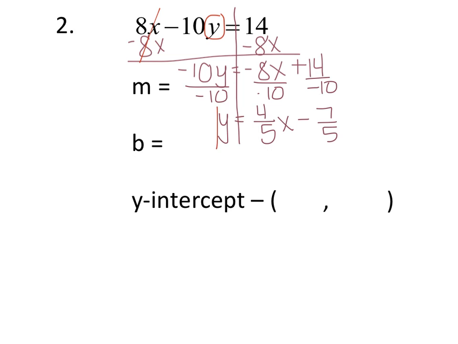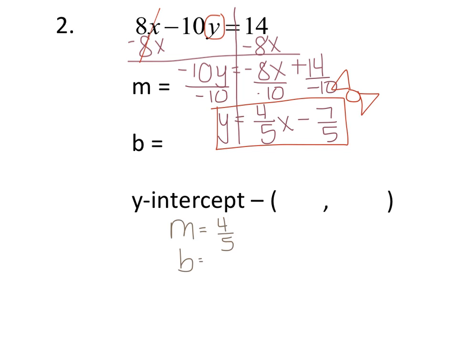And now since y is by itself, this is my perfect slope-intercept equation. And the same thing as in that last example, I kind of ran out of space, so I'm going to just write down below, my slope is 4/5. That y-intercept is now negative 7/5. Don't forget that minus sign in front of it. And then that ordered pair, that y-intercept, I'm actually going to write in, here is 0 and then negative 7/5.